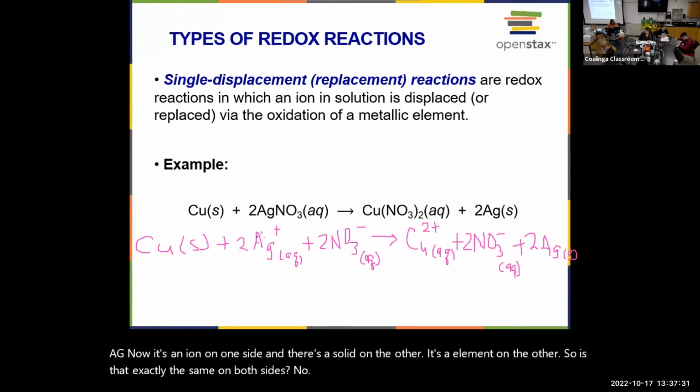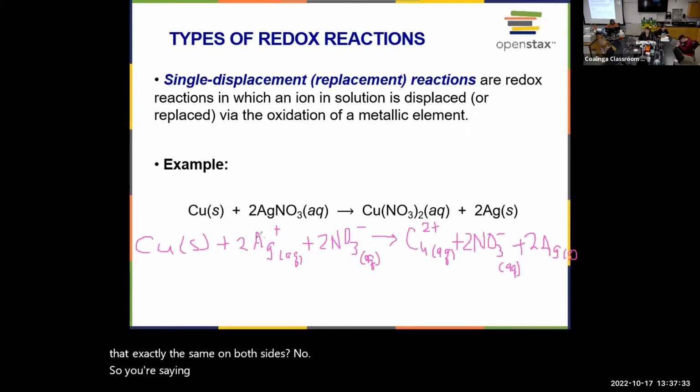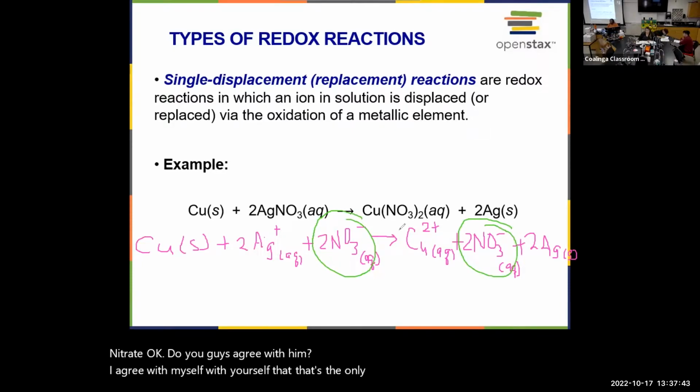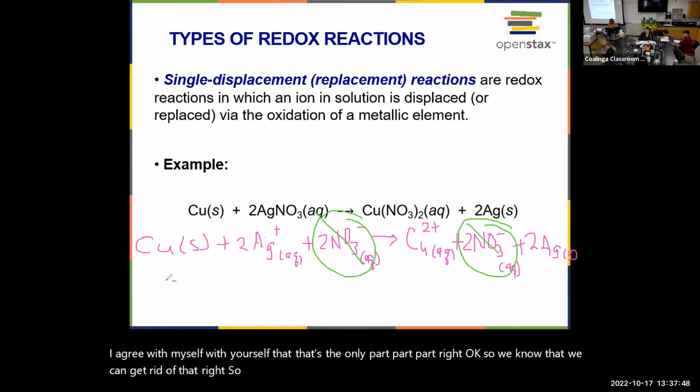So you're saying nitrate? Yeah. Okay. You guys agree with it? I agree with myself. That's the first part, right? Okay. So we know that we can get rid of that, right? So at the end of the day, we're left with just copper.